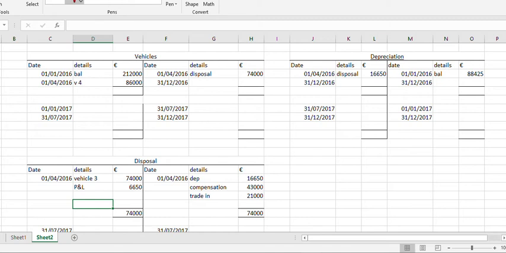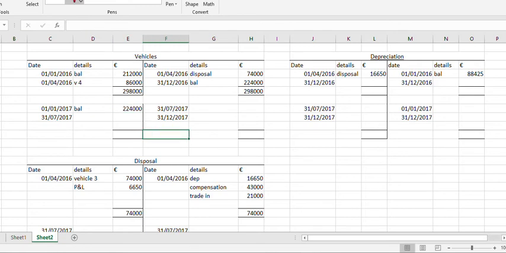We go back up here now. We can balance the vehicles account. We do the same thing. We're looking to find the balance to bring down. So you add up both sides. Clearly the debit side is bigger. It adds up to 298,000 on both sides. So our balance is the difference between the two, 224,000. That 224,000 is our opening balance for 2017. So when we're dealing with 2017, that's our starting point.